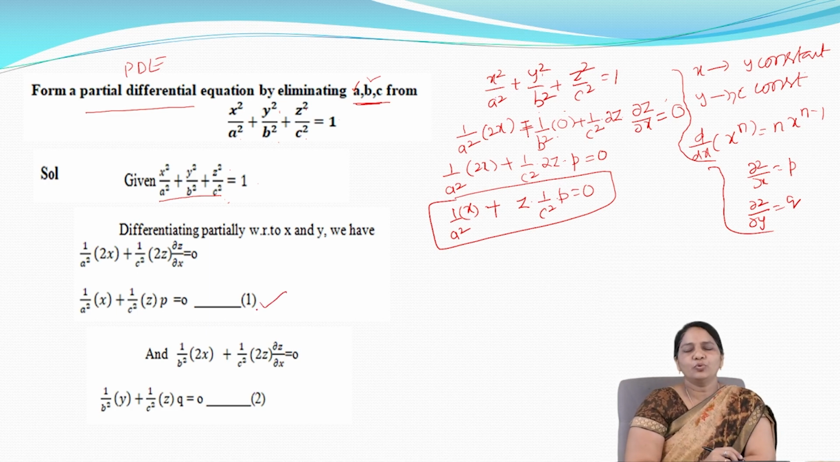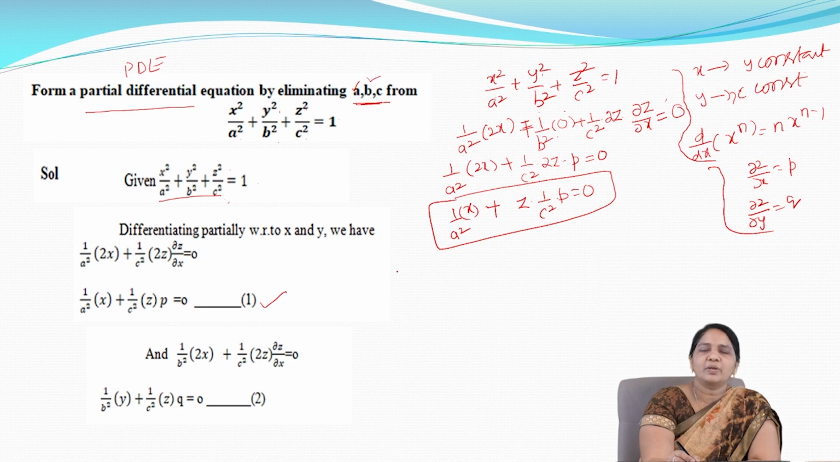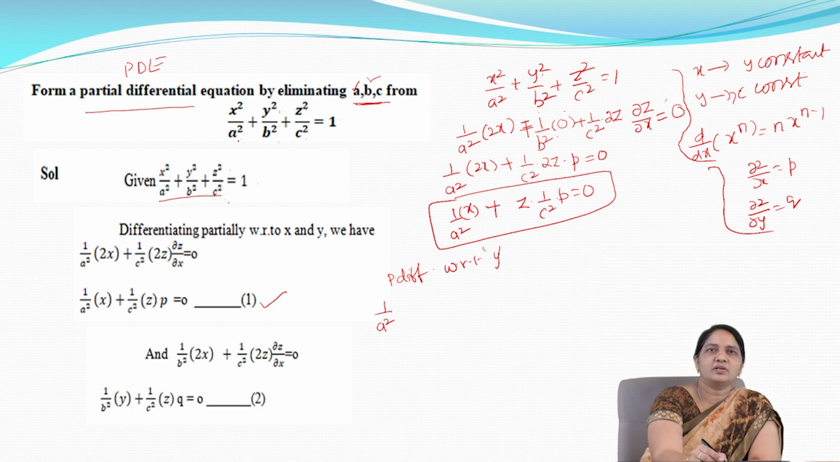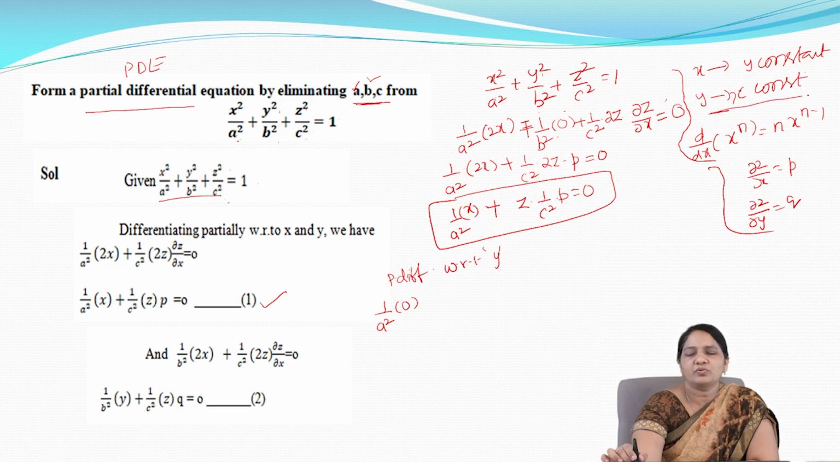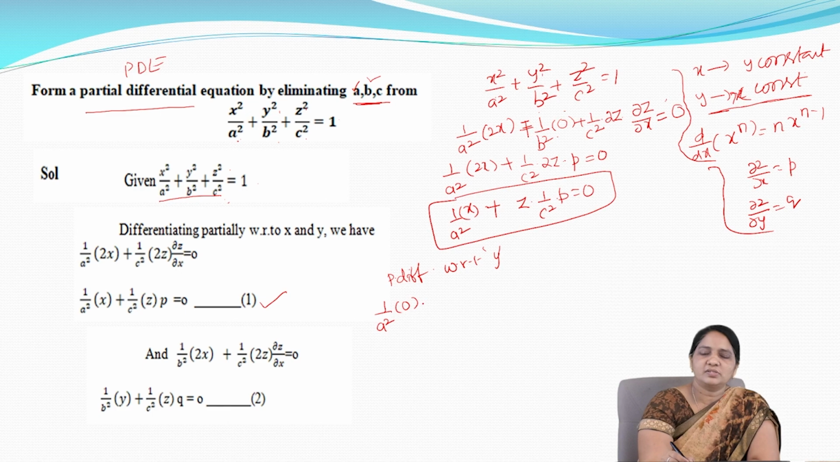Next, I am doing partial differentiation with respect to y. Here 1 by a square is a constant. The derivative of x is 0 because it is a constant when I am doing with respect to y. X is a constant, right? So this is 0 plus 1 by b square into the derivative of y square, which is 2y, plus 1 by c square is a constant, and the derivative of z square is 2z into dou z by dou y, equal to 0.